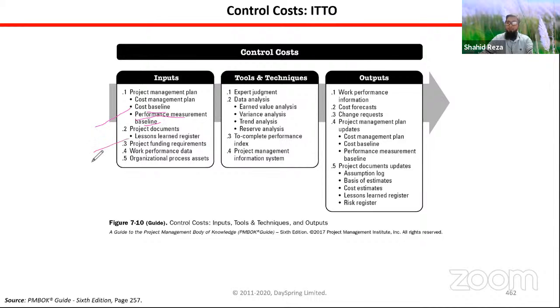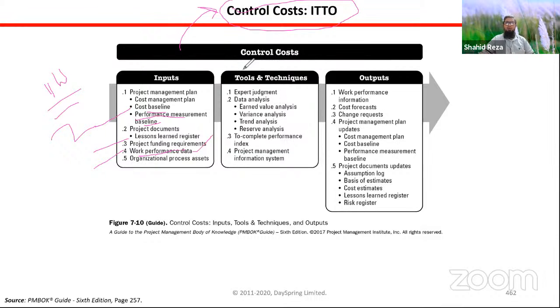Then lessons learned register. A lot of lessons you will learn, because control cost generally happens later on in the project. Work performance data. In all the control cost process, generally we will see work performance data as input. This data is talking about cost related data and information. Say after 1 week, your contractor is reporting that we have already spent 2 lakh taka. So that is the performance data. From that data, you can measure the cost progress of your project.